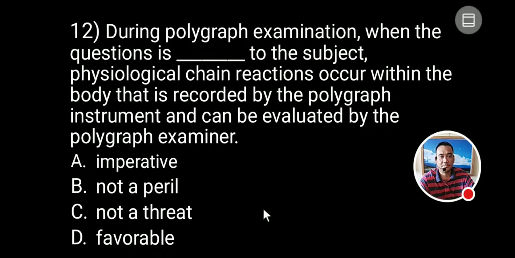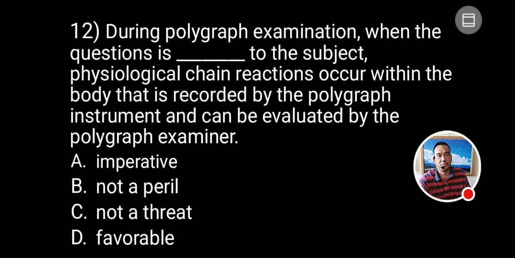Number 12. During polygraph examination, when the question is blank to the subject, physiological chain reactions occur within the body that are recorded by the polygraph instrument and can be evaluated by the polygraph examiner. Letter A, imperative. Letter B, not a peril. Letter C, not a threat. Or letter D, favorable.